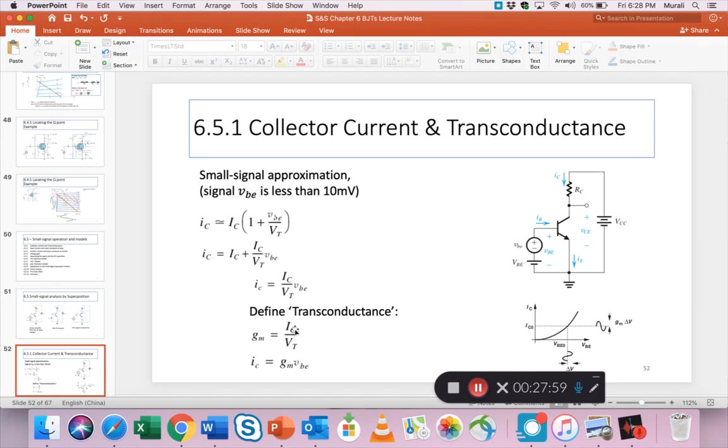Conductance is obviously the opposite of resistance, right? V by I would be resistance, I by V would be conductance. So this transconductance is giving us a way to take the input signal, which is a voltage signal, and come up with an output signal, which is the current signal.